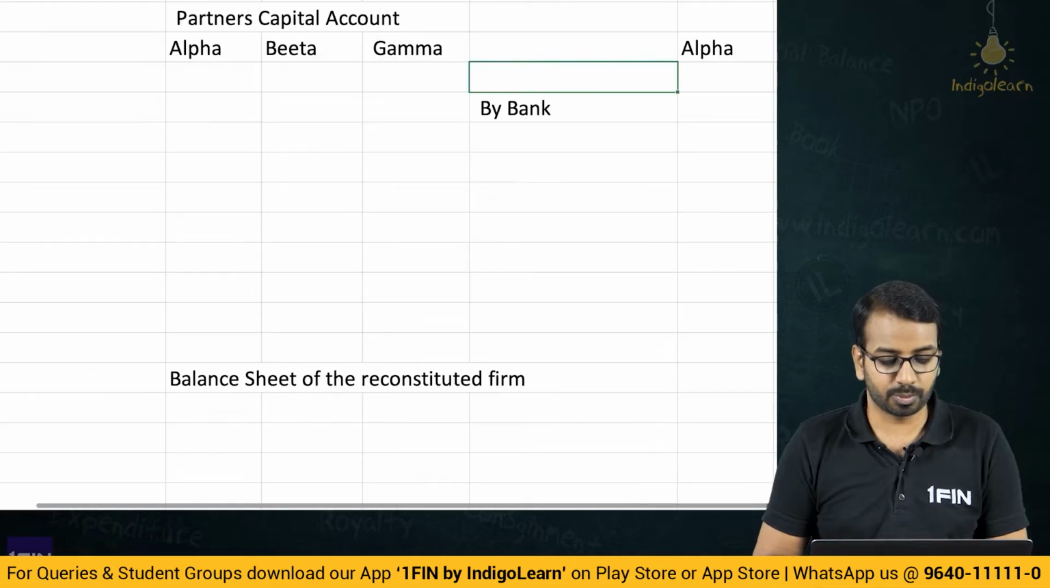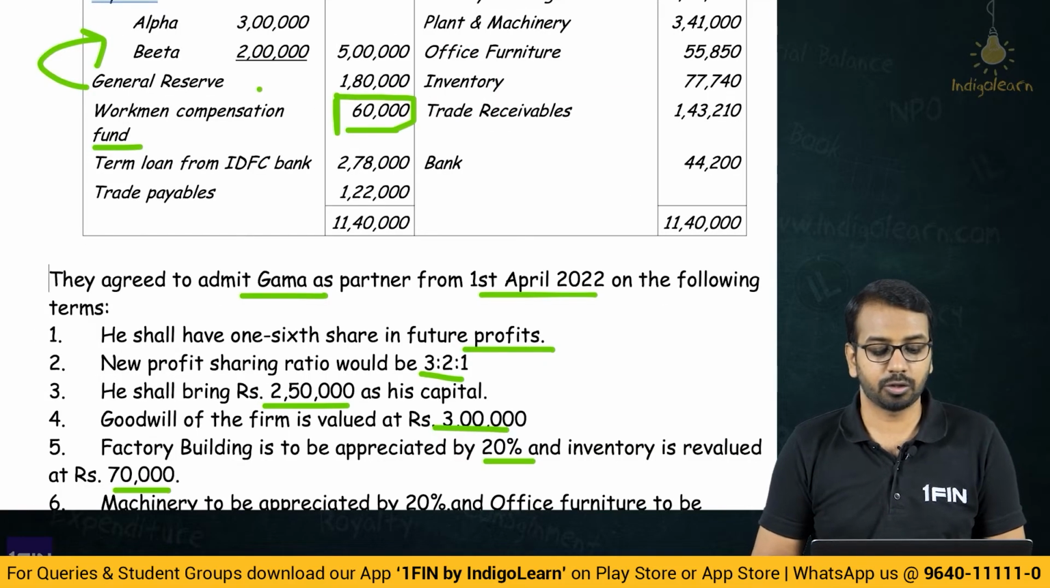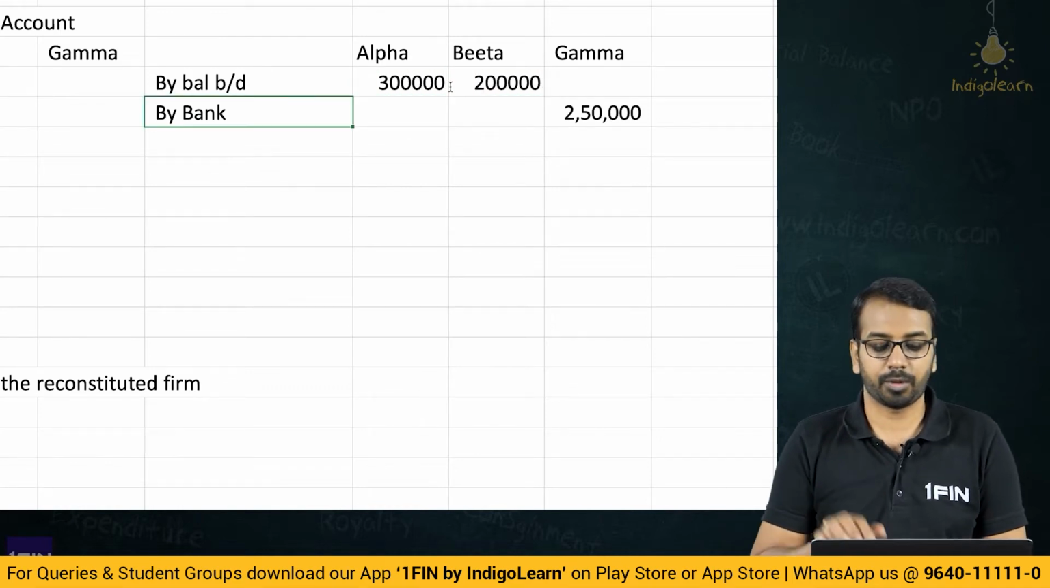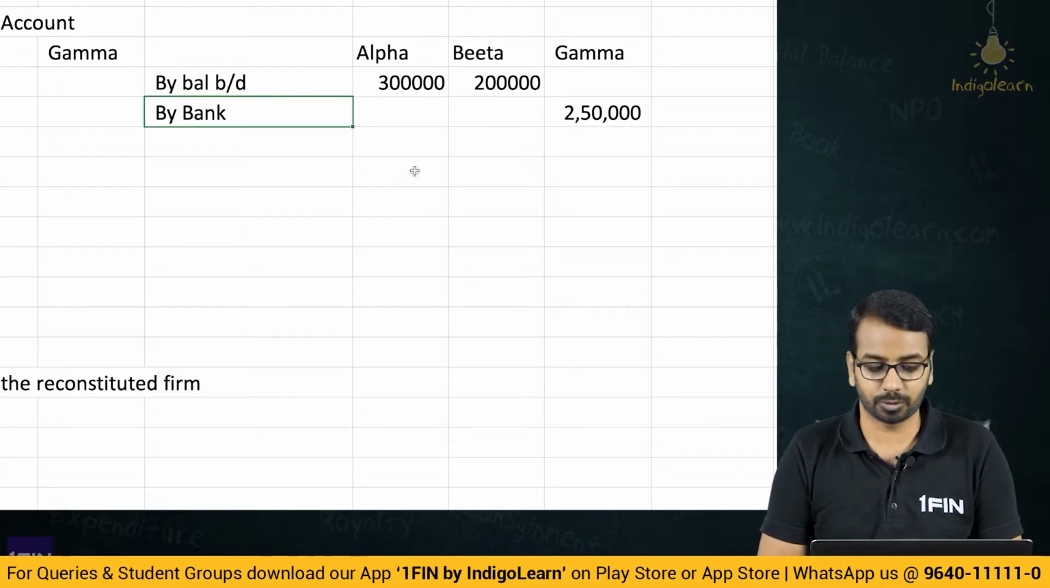Side by side, let us also bring down the opening balances. By balance brought down, Alhpa and Beeta 3 lakhs and 2 lakhs. So 3 lakhs and 2 lakhs. Okay. So Alhpa and Beeta 3 lakhs and 2 lakhs, Gamma by bank 2,50,000. Fine.